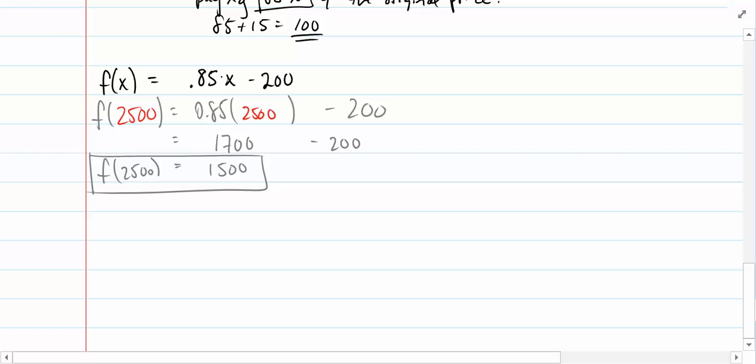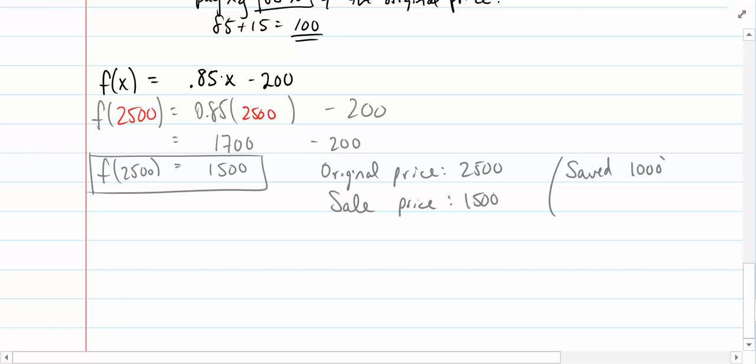What this means is a computer originally priced at $2,500 is on sale for $1,500. Now, it's interesting to note that there was a difference of $1,000. So as a side note here, we're going to indicate that we saved $1,000. But that's not always going to be the case.